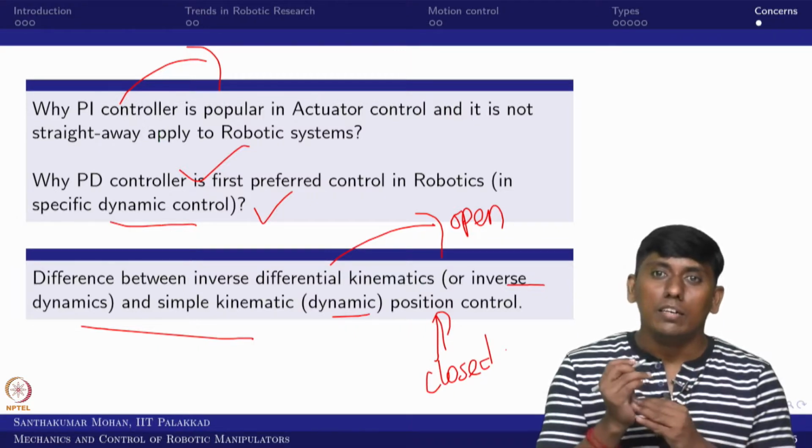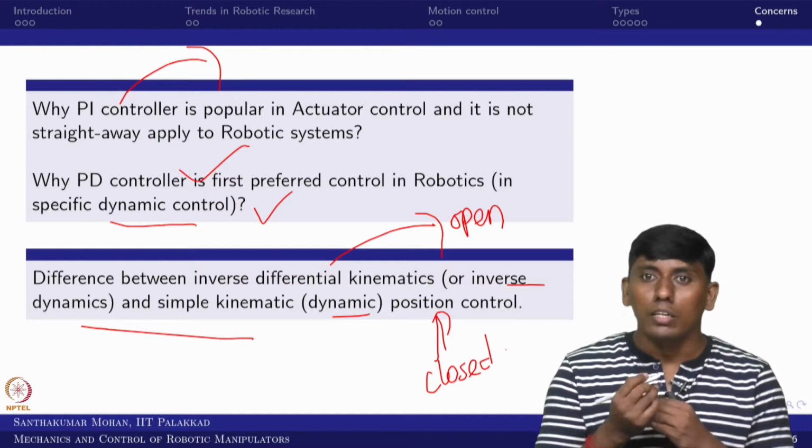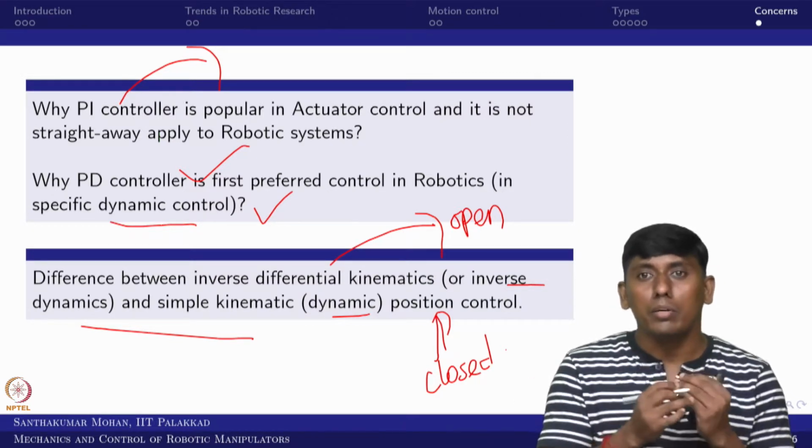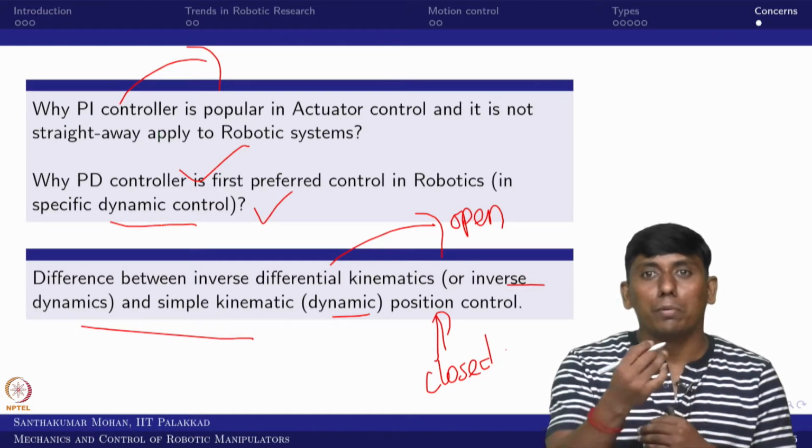In the next class we will see a simple kinematic control. We start from inverse differential kinematics and we end with kinematic control with proportional or proportional integral action.